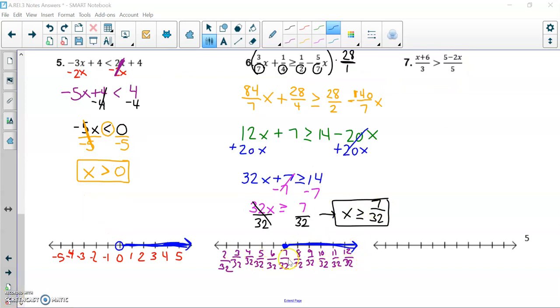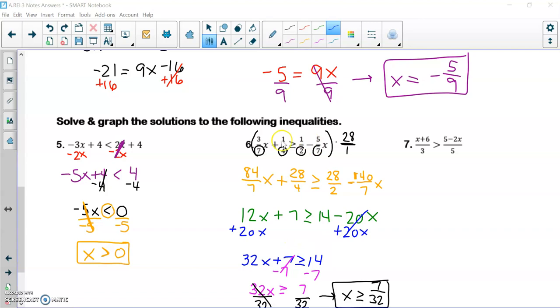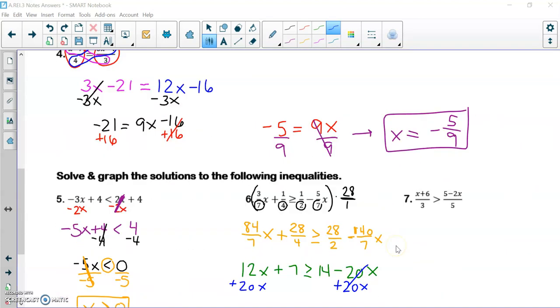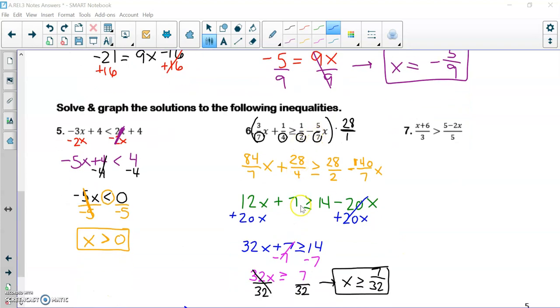Notice my number line, I just went 7/32, 8/32, 9/32, and so forth. If you wanted to solve this inequality like we did number 3, you're more than welcome to do so. I just wanted to show you a different method of solving.